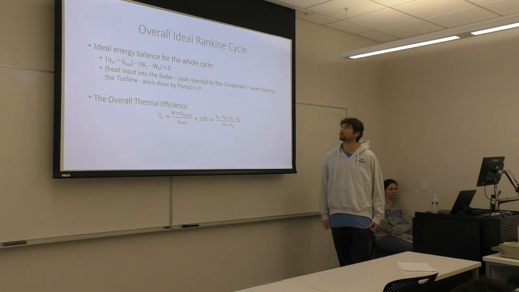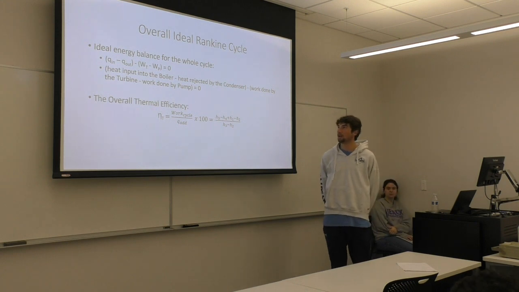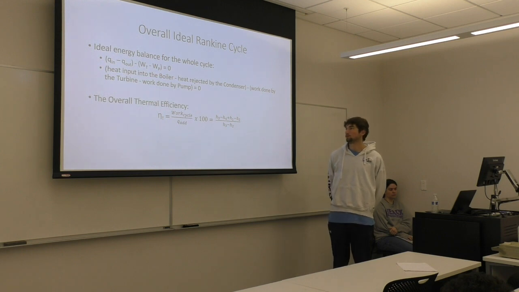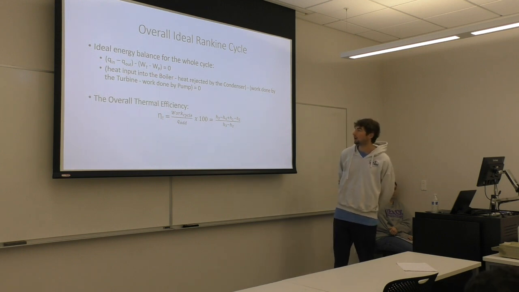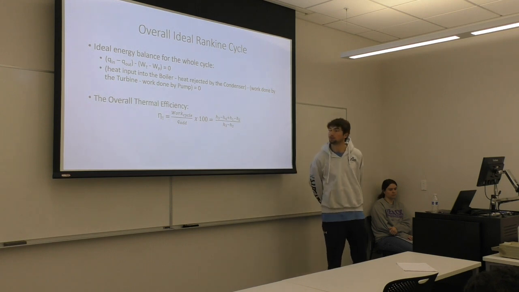For the overall energy balance, you have the heat in minus the heat out, minus the work of the turbine plus the work of the pump, equal to 0. The overall thermal efficiency is the work of the cycle divided by the heat added times 100, or you can use the enthalpies to solve for it as well.